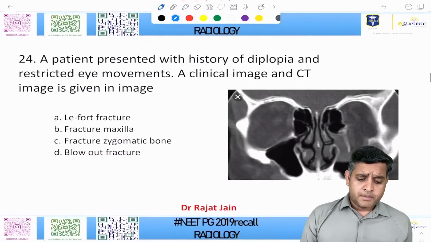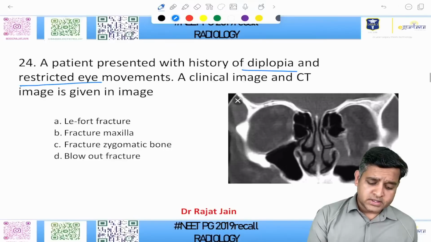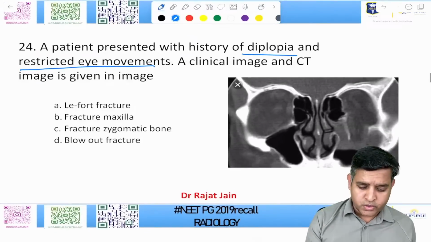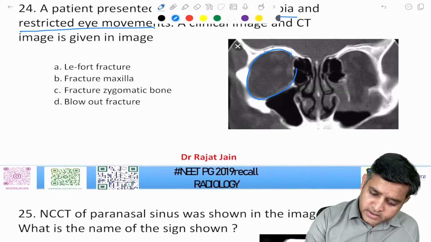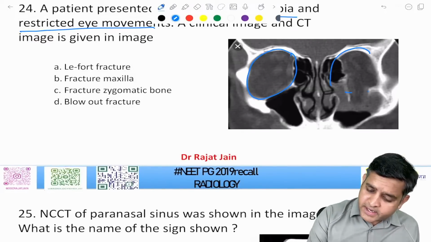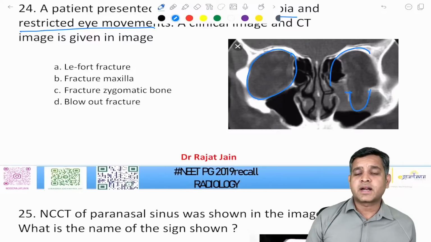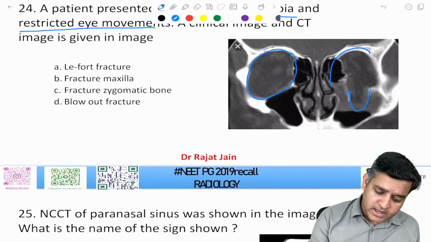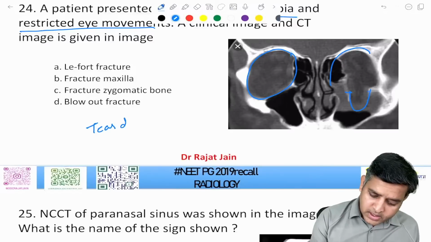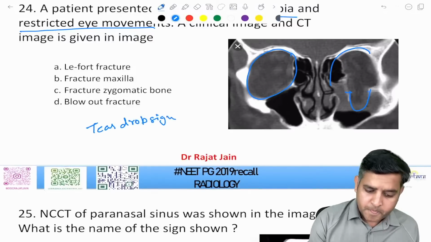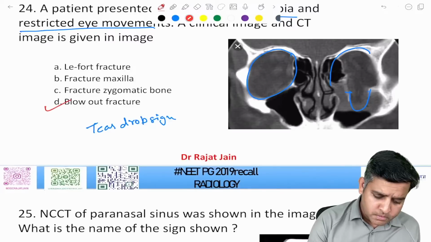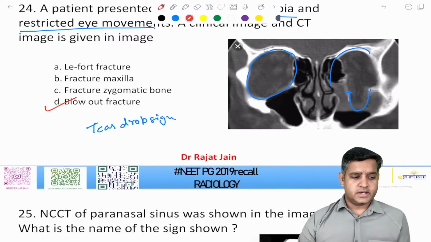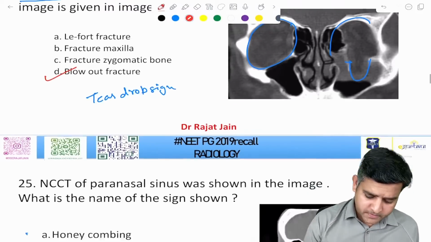24. A patient presented with history of diplopia and restricted eye movement. A clinical image, I am not showing you the clinical image, and a CT image is given. What is your diagnosis? What do we see? This is the right orbit, and this is the left orbit. There is a fracture of the left inferior wall and the orbital contents are herniating into the left maxillary sinus. The name given to this is the tear drop sign, and tear drop sign is a feature of blowout fracture.